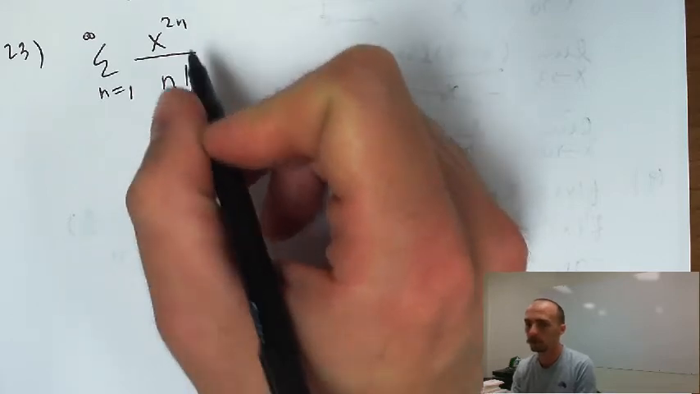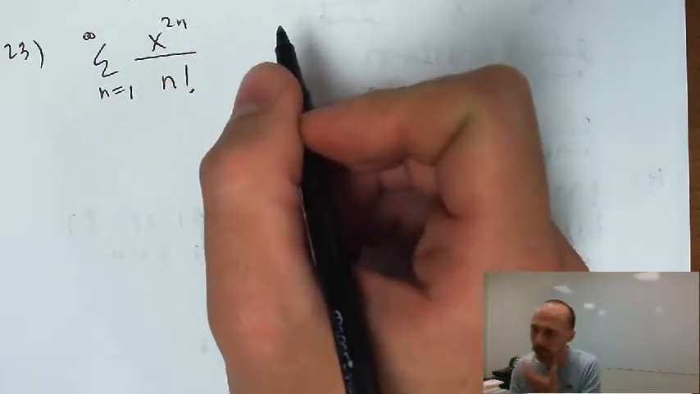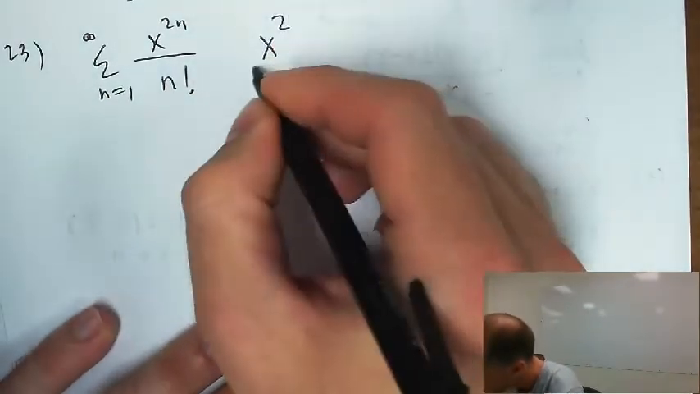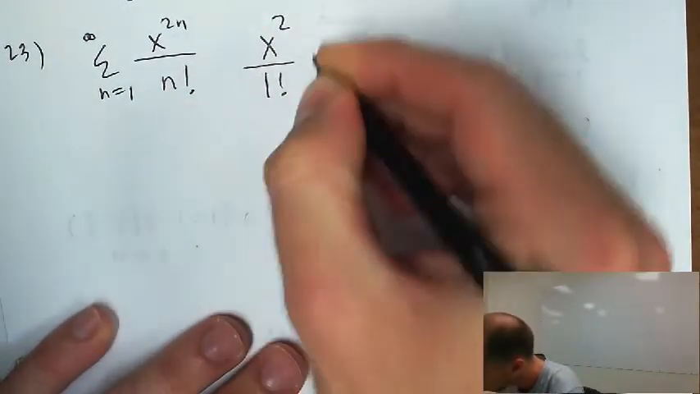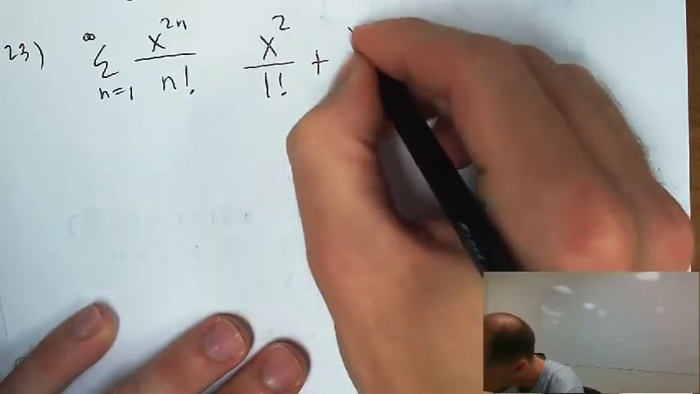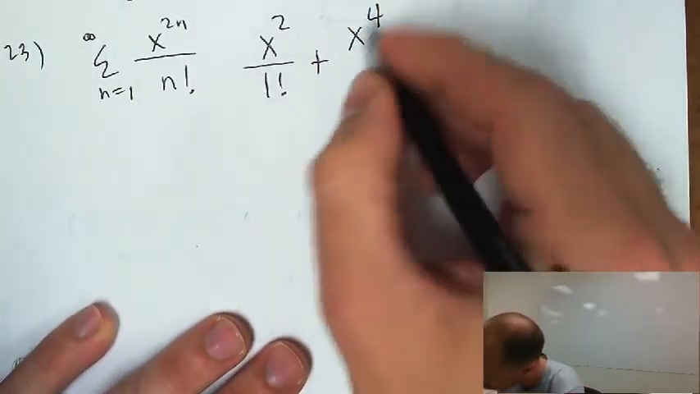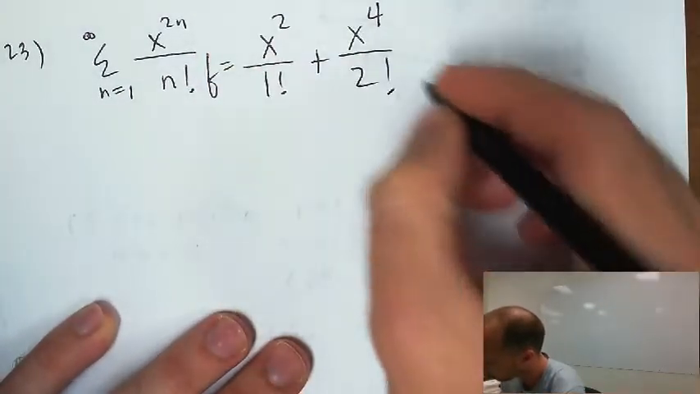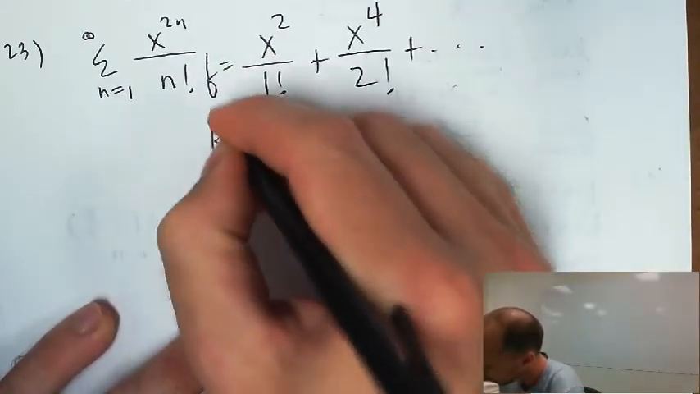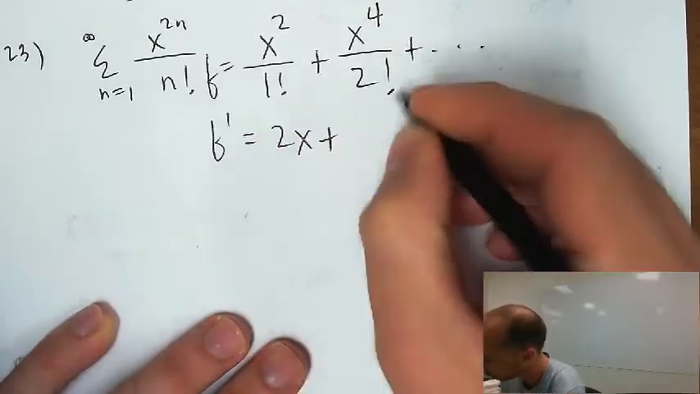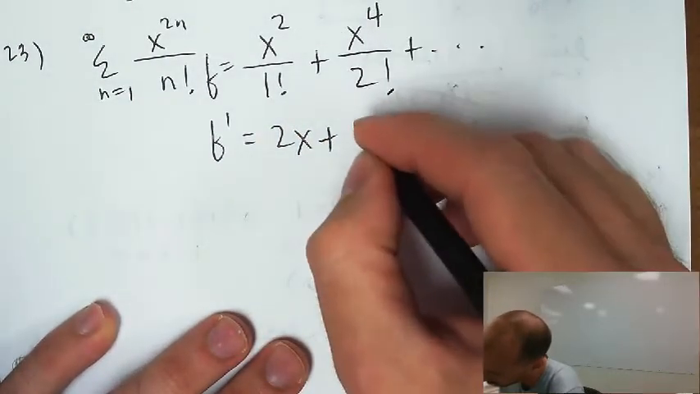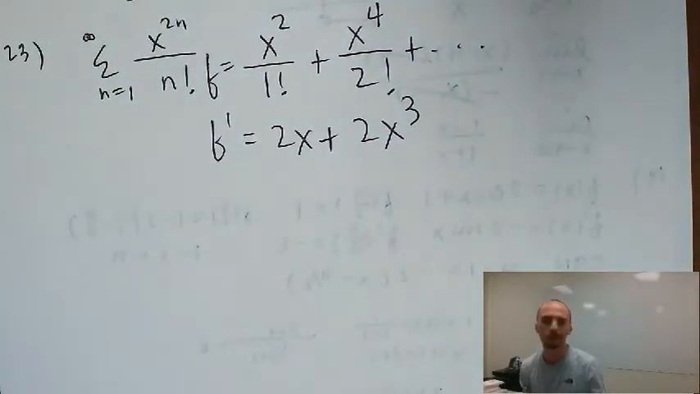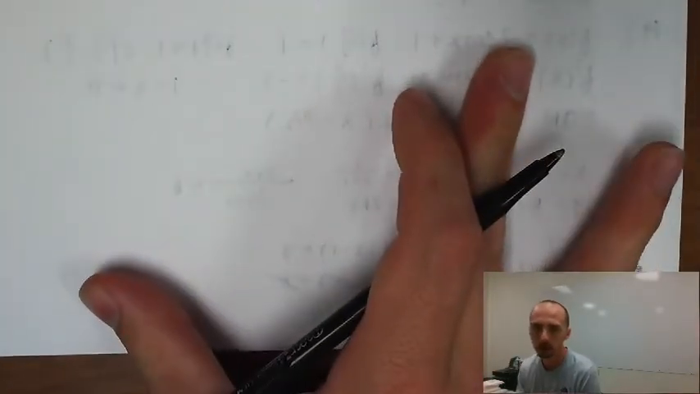So all I need to do is take two terms of this, take the derivative, and I'll be able to figure out what's going on here. N equals 1 is x to the 2 divided by 1 factorial. N equals 2 is going to be x to the 4 divided by 2 factorial, which is 2. So f prime is going to be 2x plus, 4 divided by 2 is 2x to the 3. 2x plus 2x to the 3, that's answer choice D. Move on.